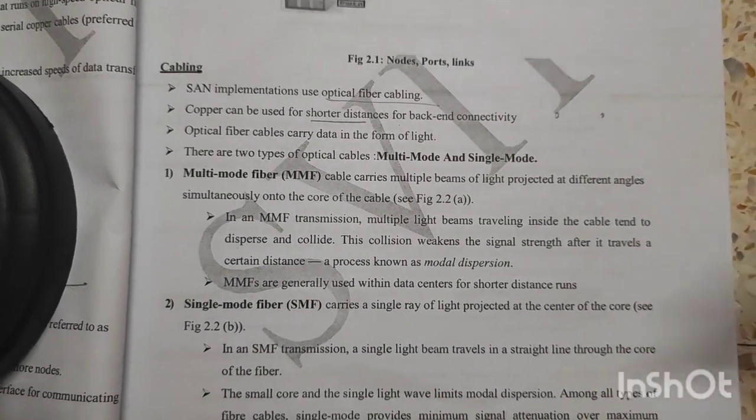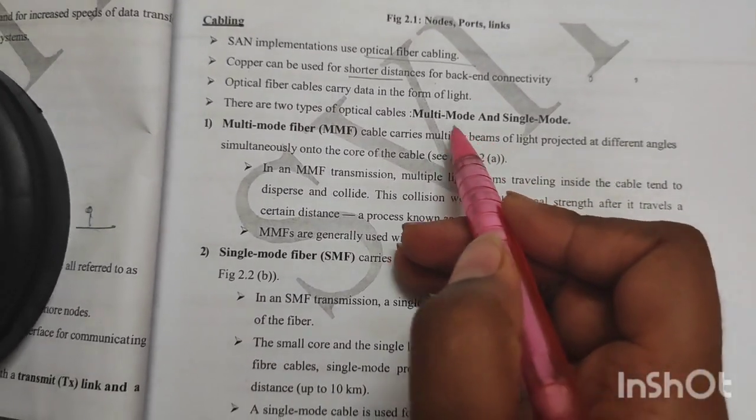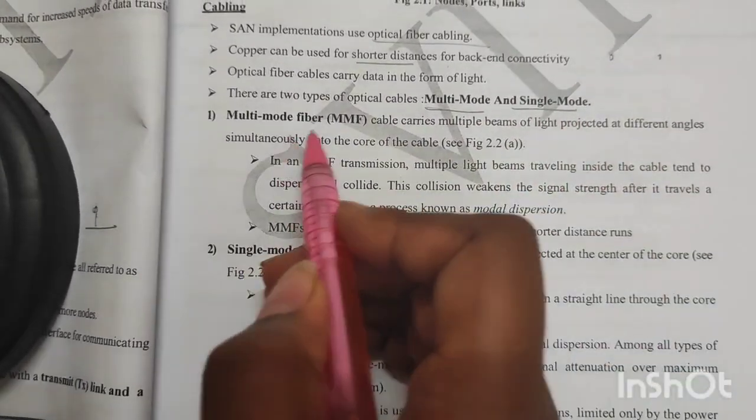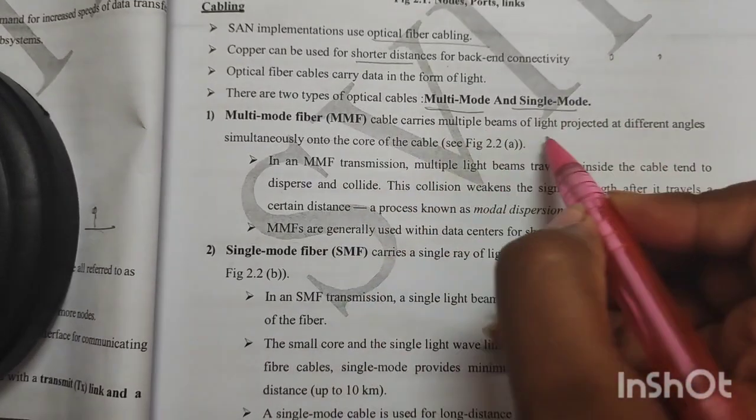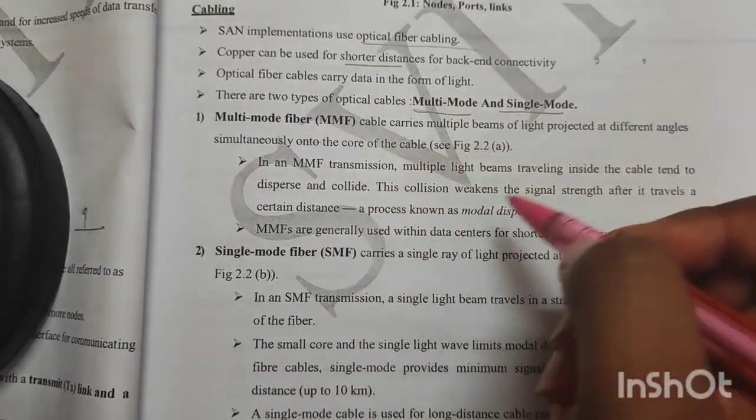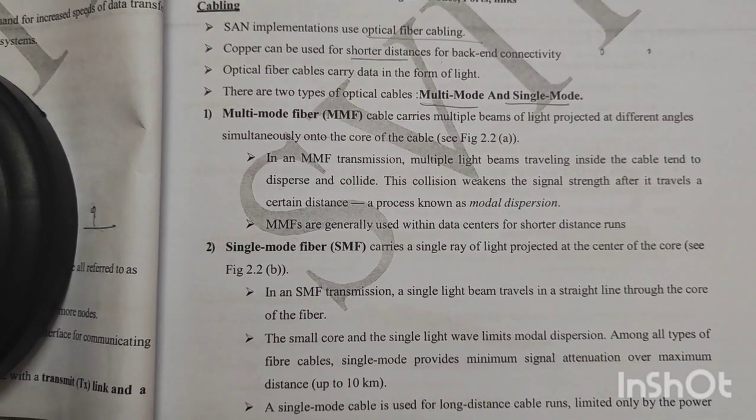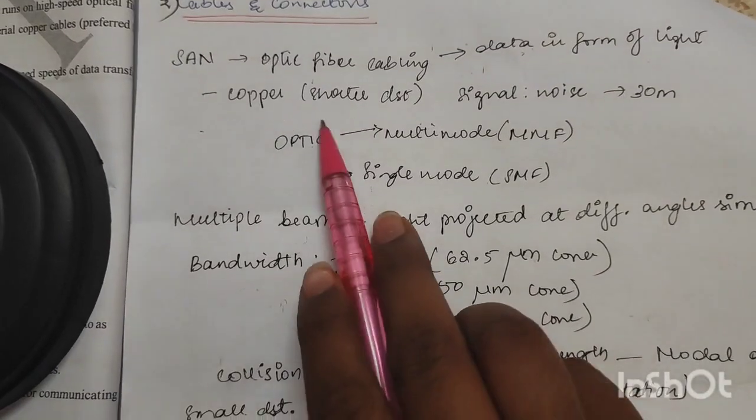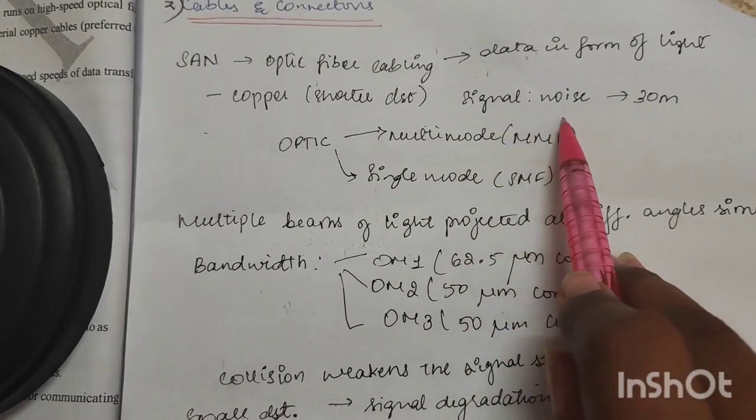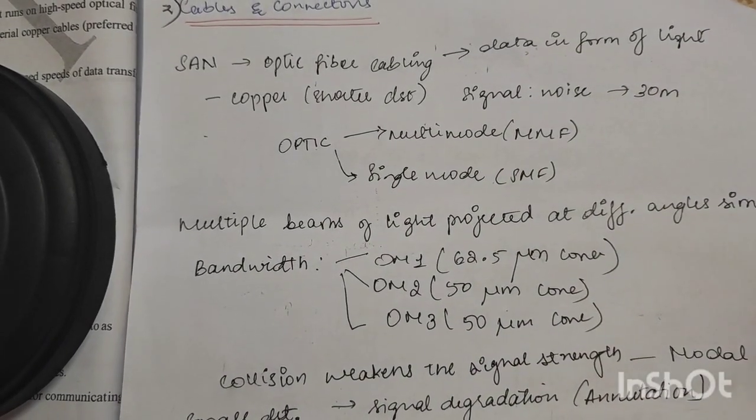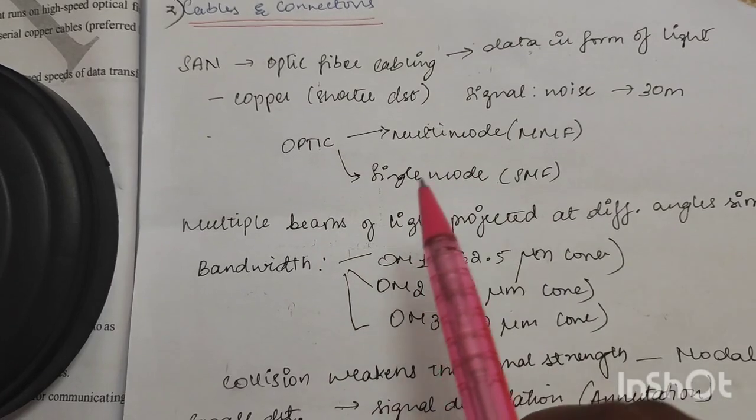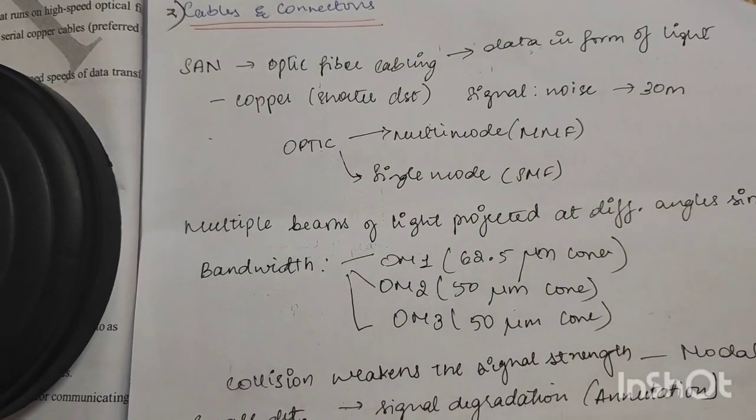And then you have mainly two modes, that is multi-mode and single mode. In multi-mode, your data is carried in different lengths. Wait, I'll just show you the diagram. The reason why we were using copper is that it has a signal noise limit of 30 meters. Okay, you can't use it for more than 30 meters. That's multi-mode optic fiber cables and then single mode optic fiber cables.